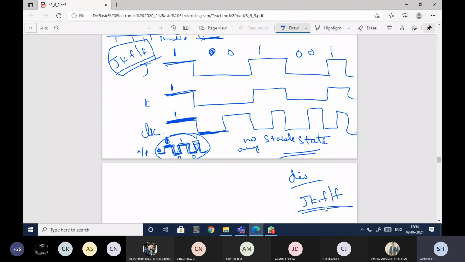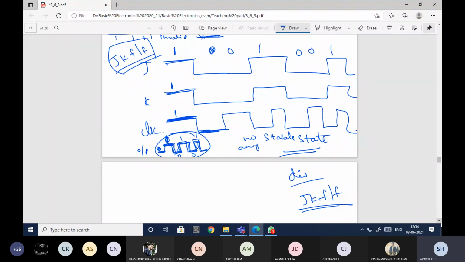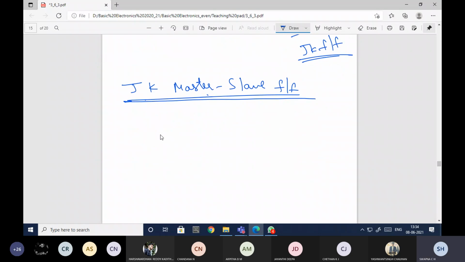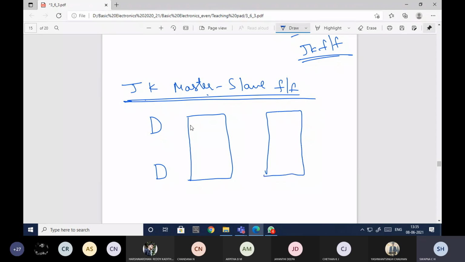This drawback can be eliminated by using the master slave JK flip-flop. All of you please draw the circuit diagram along with me. Here I'll have two AND gates and two SR flip-flops.